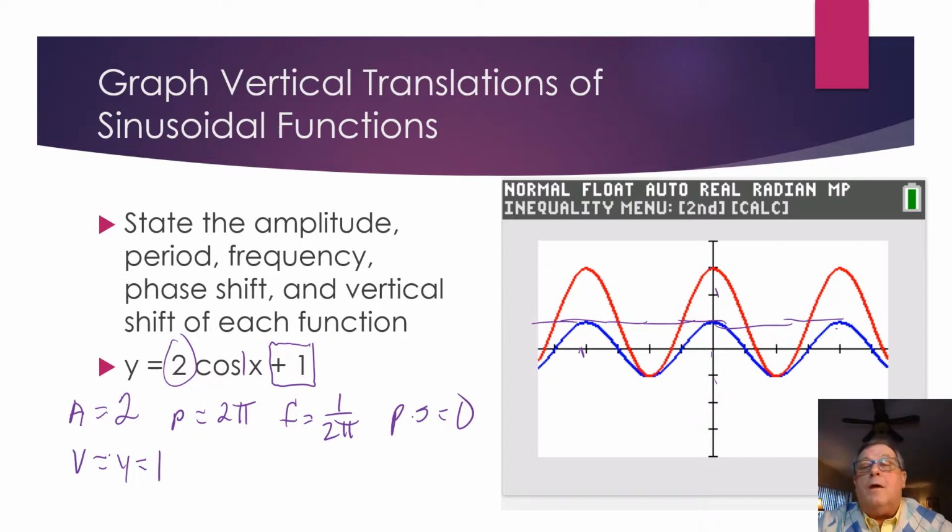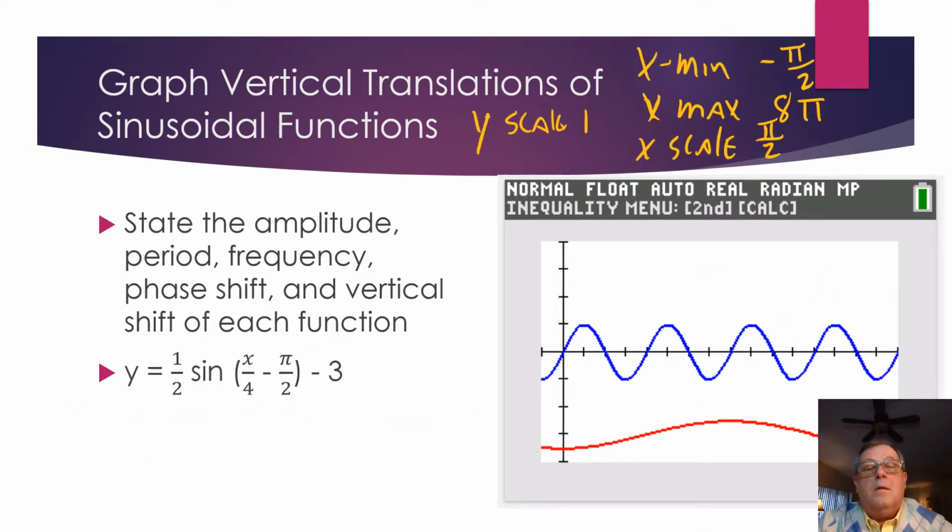Well, let's look at one other. How about that? All right, so this time, we got a lot more going on. Let's see. We got the sine function, 1/2 the sine, in parentheses, x over 4, minus pi over 2, and then -3.